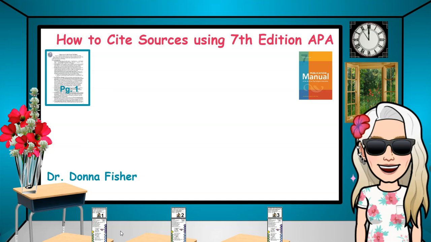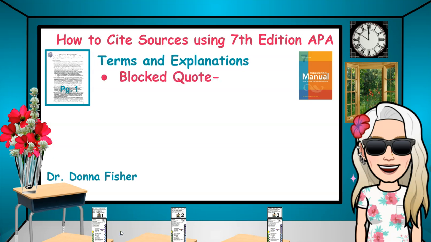A block quote is a direct quotation with 40 or more words. Do not use quotation marks, and double-space it.